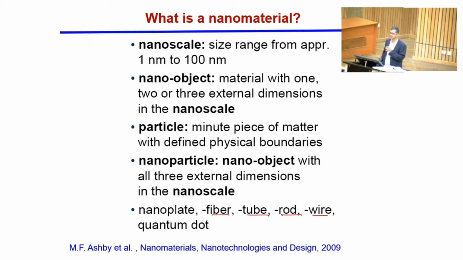So this is different from your fiber. Fiber looks like a sheet, okay? Tube will look like a hollow thing. Rod is a solid thing, long, and wire looks like a thread, thin, and quantum dots is something different which we will discuss later. So this is what is called nanomaterials.